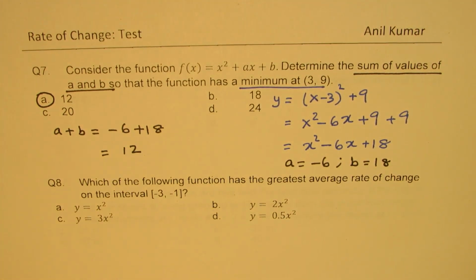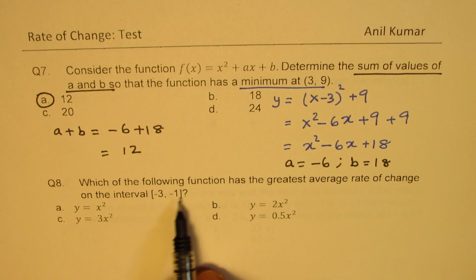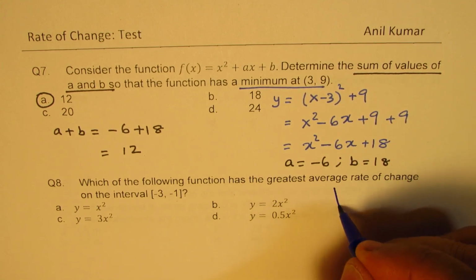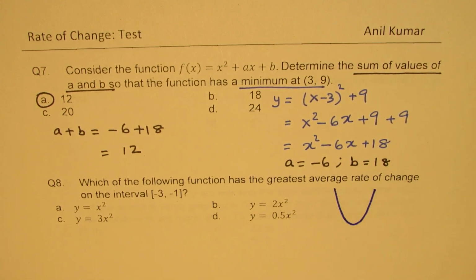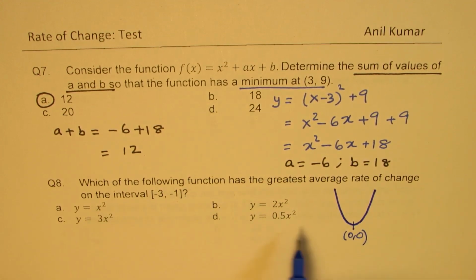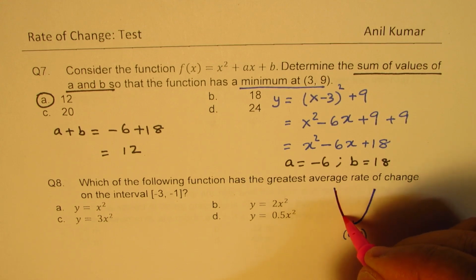Now let's look into question 8. Which of the following functions has the greatest average rate of change on the interval between the points minus 3 and minus 1? Well, all are transformations of the basic square function, x squared, right? So if you have x squared functions, the vertex is at 0, 0 for all of them. Now, minus 3 to minus 1 is on this side, somewhere here.